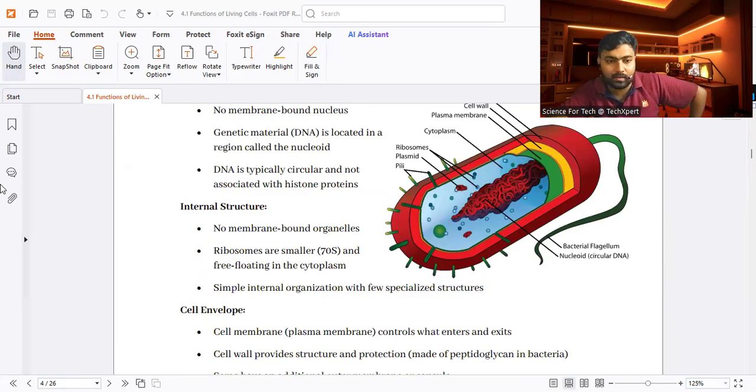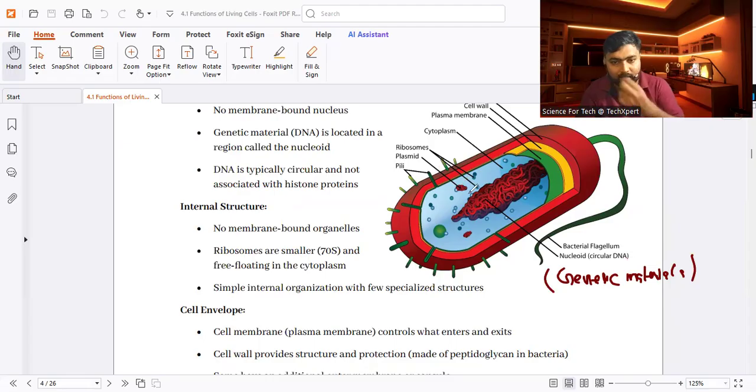Then can you see there is some noodles-like structure? That's something like a noodles-like structure in the red color. Yes, sir. That is known as the circular DNA, or nucleoid. That is responsible for genetic material. So genetic materials are inside this circular DNA.